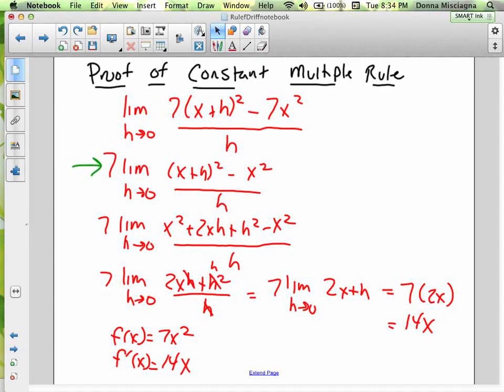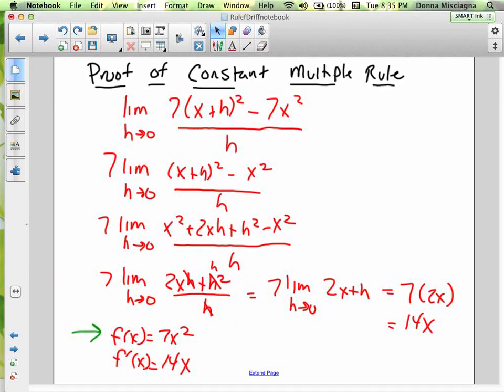All right, so now we have 7 times the limit of (x plus h) squared minus x squared. When we expand here, we have 7 times the limit, as h approaches 0, of x squared plus 2xh plus h squared minus x squared. The x squareds are going to cancel. And so then we have 2xh plus h squared, divided by h. We'll factor out the h there. And so now we have 7 times the limit as h approaches 0 of 2x plus h. If you plug in 0 for h, you've got 7 times 2x, which is 14x. And that's the same thing you would get using the power rule.